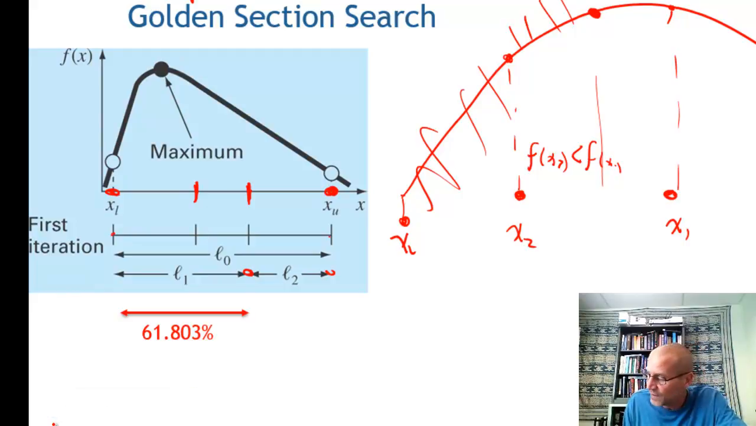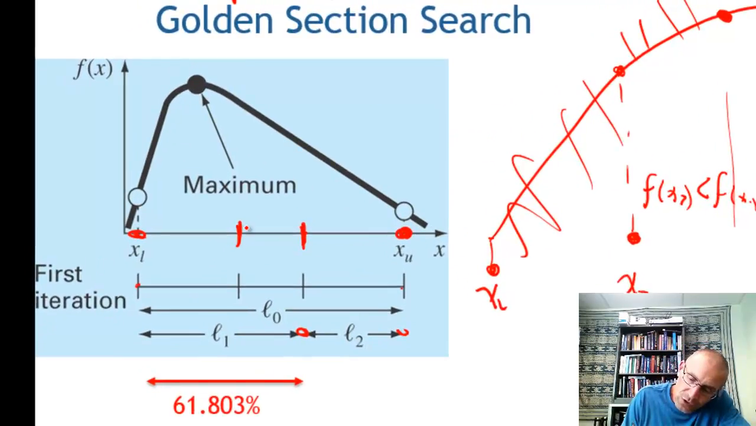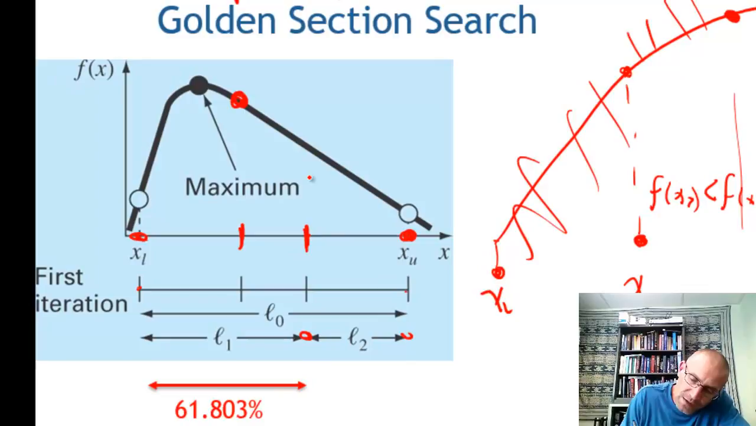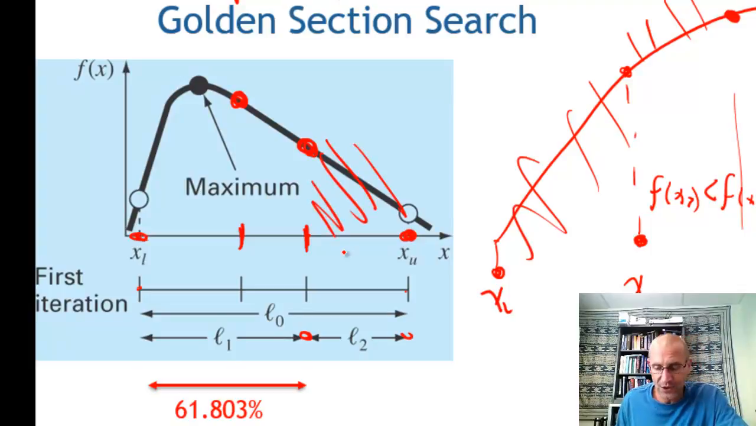And there's a reason why this tends to be somewhat efficient. For example, let's look at what happens if we evaluated at these points. I'll come back to this diagram here. If we were to evaluate our function there, we're now going to throw away the section on the right.